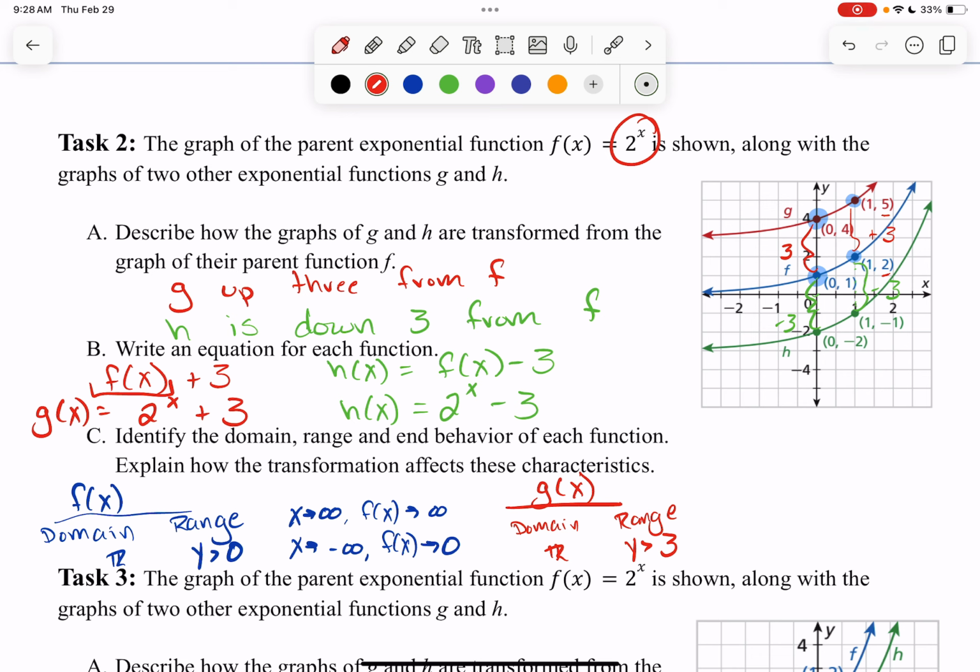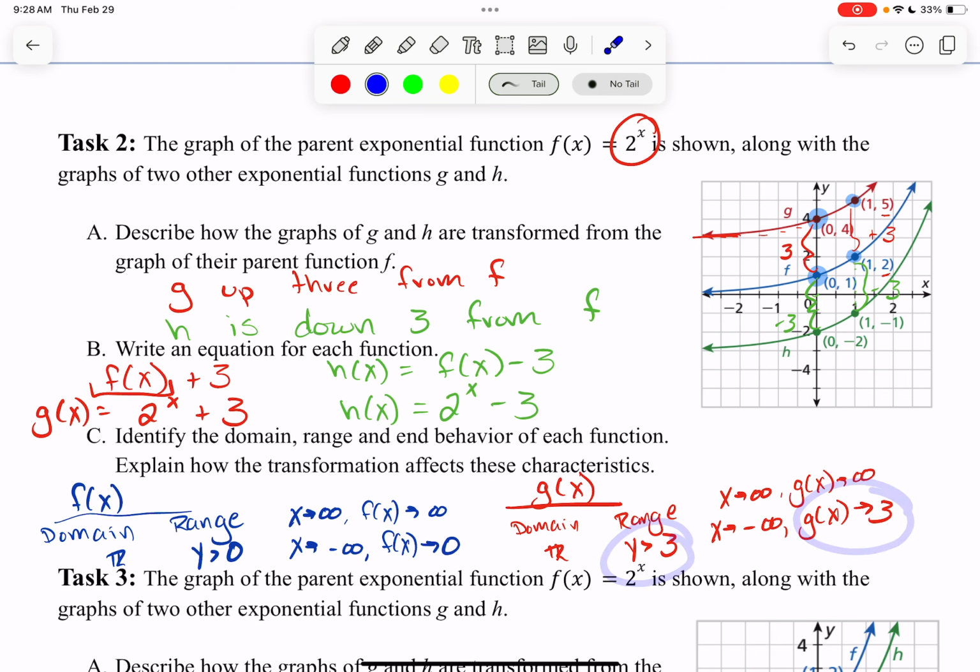The end behavior, as x gets big, as we go out this way, my function is going to go up. So as x gets big, g of x gets big. And as x gets small, negative infinity, g of x doesn't go to 0 anymore. It's going to level out and go to 3. These correlate. This guy and this guy are going to relate to each other.